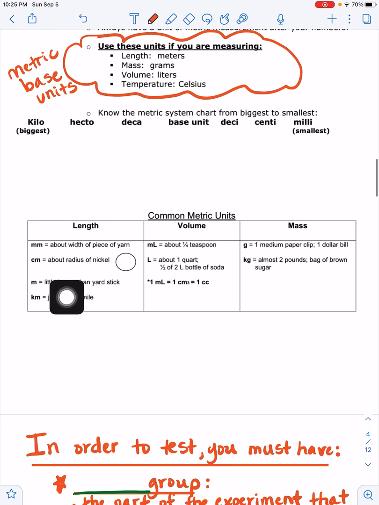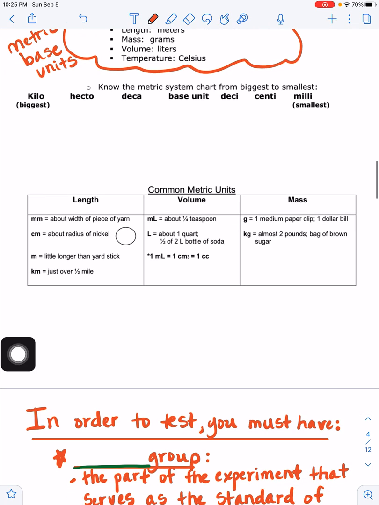And this right here just gives you what these measurements in the metric system amount to, to give us an idea in our heads of what it's like. So a millimeter is about the width of a piece of yarn. A gram feels like a dollar bill in your hand. So it just gives you some ideas about what they feel like.